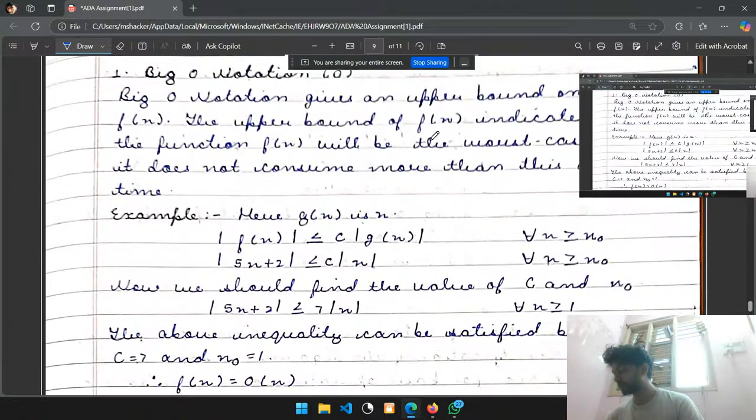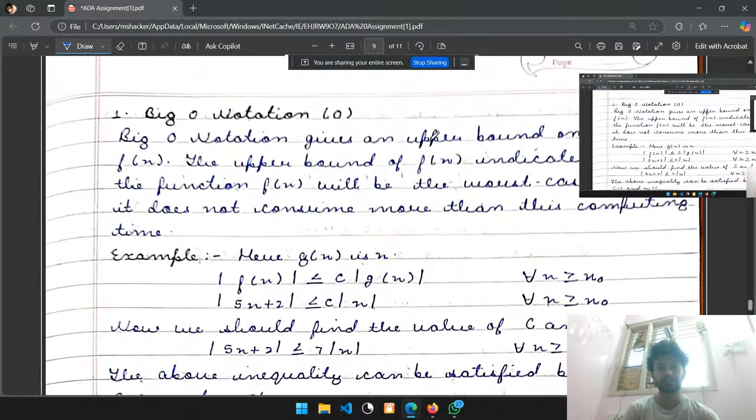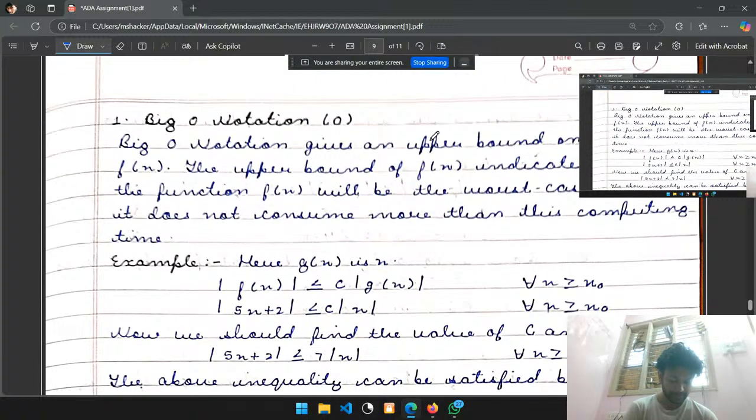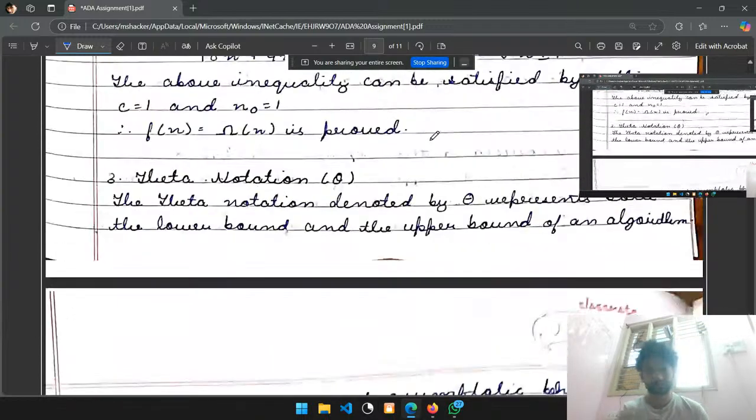Omega, theta. Let me write this down. Big O notation, asymptotic. O, big O of n. Then we have omega, omega of n. Then we have theta, theta of n.